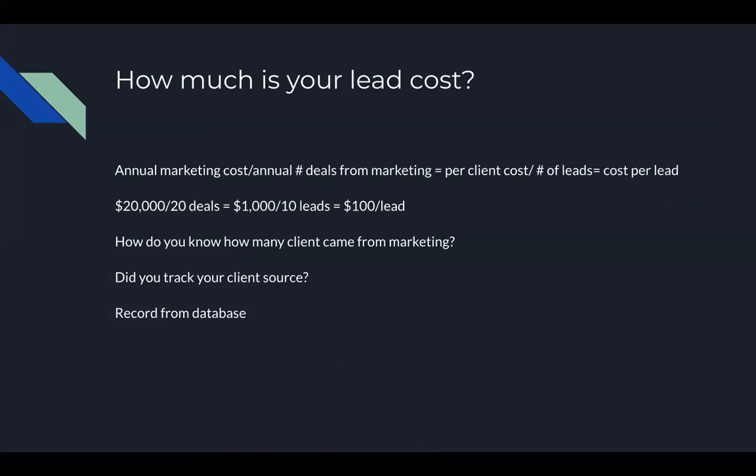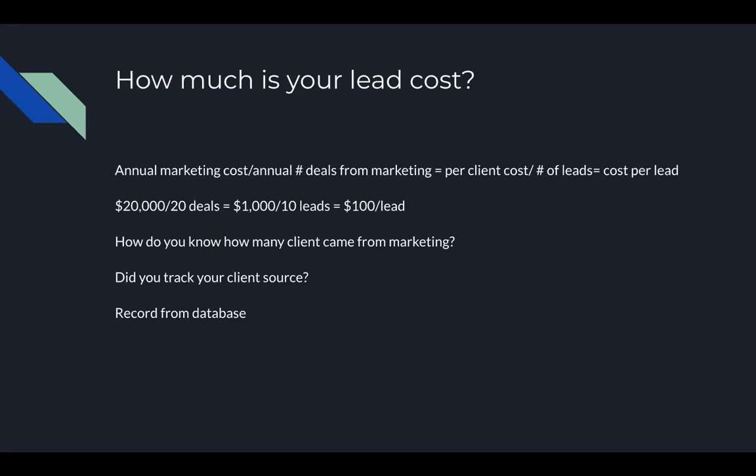For example, if it costs you $20,000 per year for advertising and marketing, and you get 20 deals done, that means each deal is costing you $1,000. And it takes 10 leads to generate one deal, so you divide it by 10, and each lead is costing you $100. So they are very expensive. You want to keep your leads well utilized. The higher your conversion rate, the cheaper the lead becomes, and you make more money.